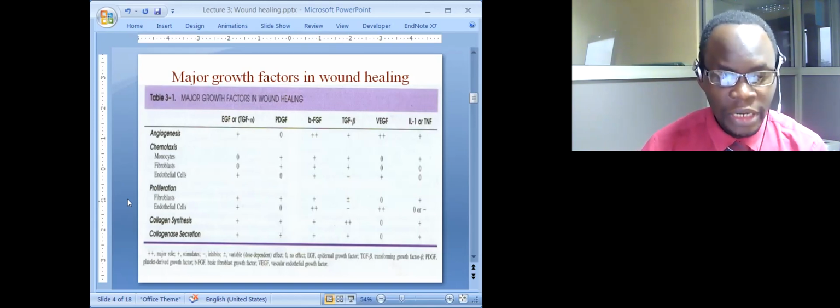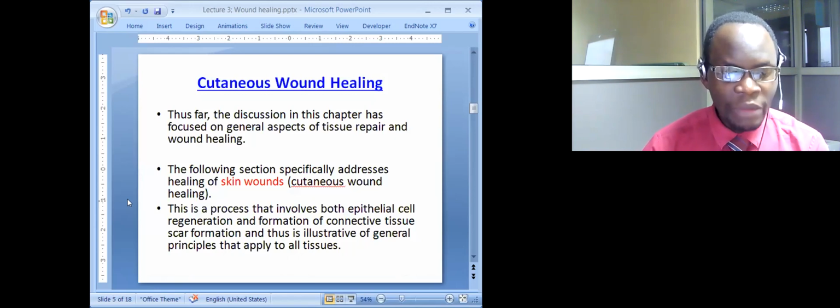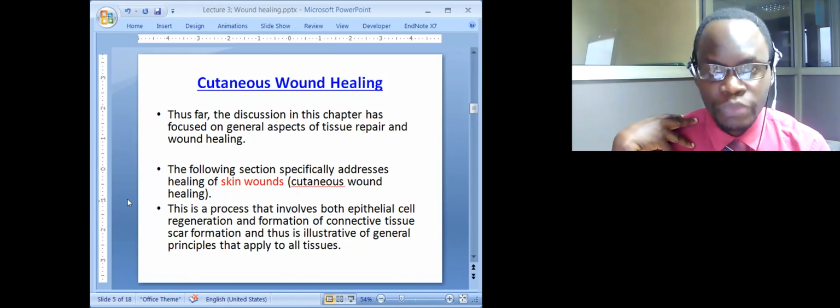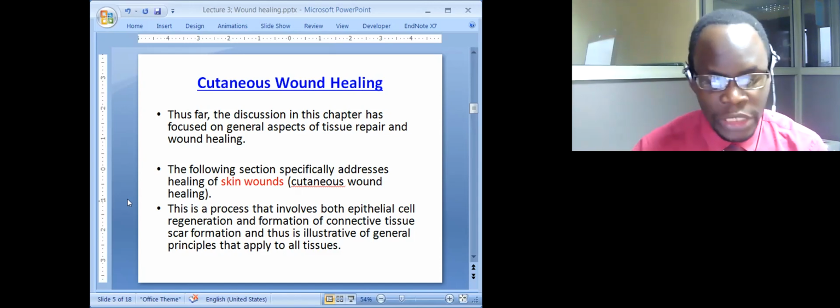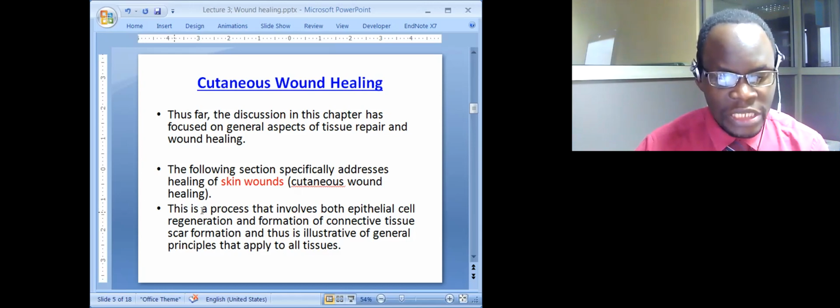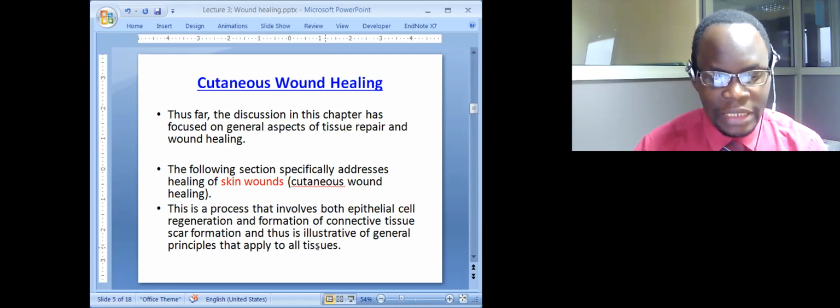Now, the other one that we want to talk about is cutaneous wound healing. In other words, the wound healing that occurs when the skin is damaged. This is a process that involves both epithelial cell regeneration and formation of connective tissue, scar formation, and thus is illustrative of the general principles that apply to general wound healing.